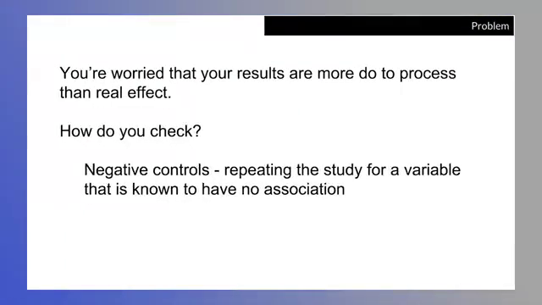Okay, so let's restate the problem. You're worried that your results are more due to process than a real effect. Well, how do you check? There's a lot of ways, and a lot of the mechanisms of statistical significance are trying to check against that. They're evaluating your results relative to the uncertainty in your data and so on. But what I'm about to present is a very practical solution, a more data science-y way to think about it. And the idea is to perform a negative control.